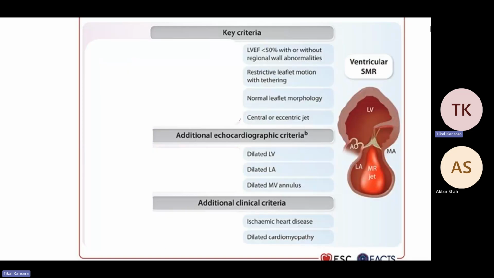In contrast to that, a ventricular MR is somebody who has an EF of less than 50% for sure, and may or may not have regional wall motion abnormality, that's fine. But there is something very peculiar for ventricular MR: restricted leaflet motion with tethering. I'm going to show you the slide of what that means. If you see this kind of movement of the mitral valve in systole, if you see that peculiar characteristic sign, you can easily label this as a ventricular MR or mixed MR with a ventricular component in it. So this is the most important part. And of course, the patients will have ischemic cardiomyopathy, which will lead to regional wall motion abnormality.